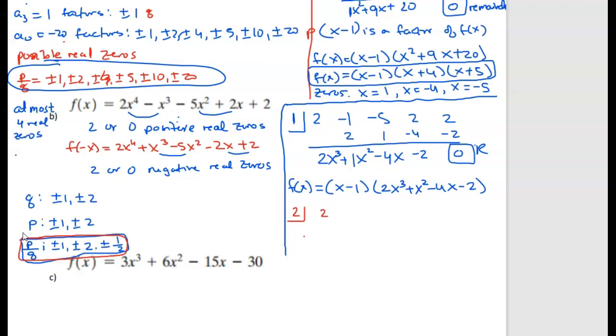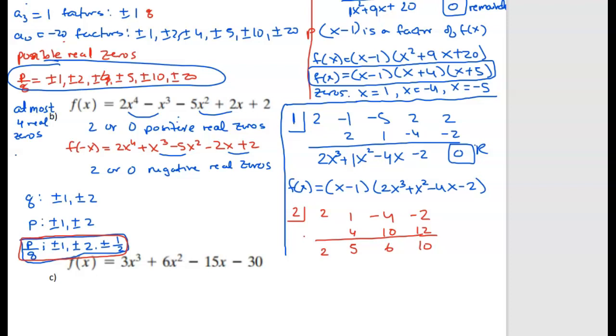So we're going to list the coefficients of this. So not the original one, the cubic that's left over. So 2, 1, negative 4, negative 2. So we have 2. 2 times 2 is 4. We get 5. 5 times 2 is 10. We get 6. 6 times 2 is 12. And this gives me a remainder of 10. So 2 is not a factor, right?